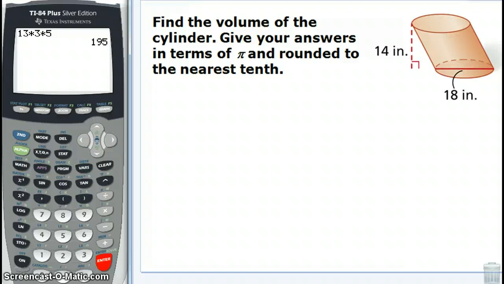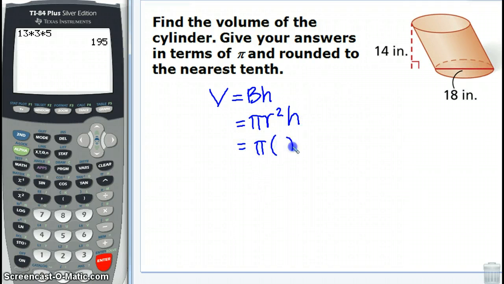So let's go ahead and do this problem. You write down the formula, which we're always going to do. You'll notice I use a capital B here, meaning area of the base. In this case, my base is a circle, so I substitute that in. And now I put parentheses for each one of my variables.